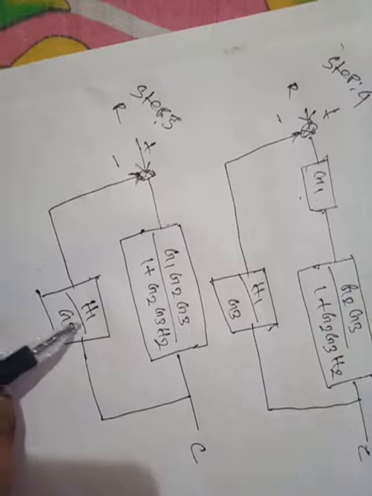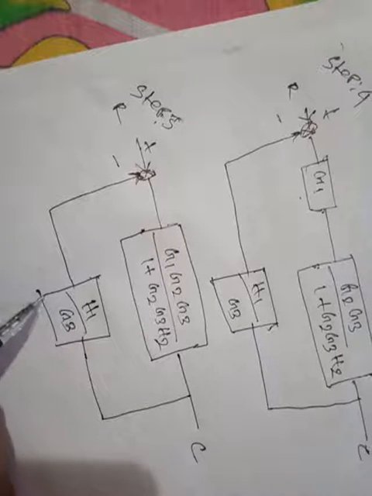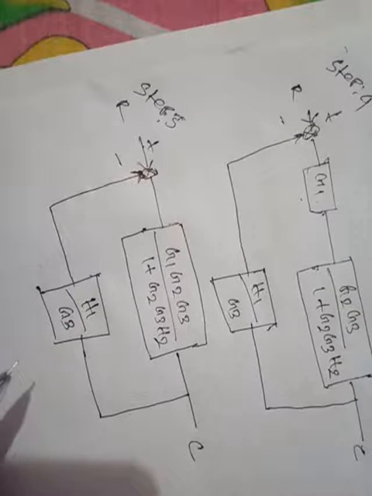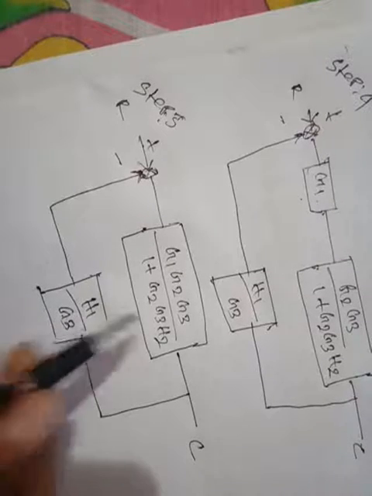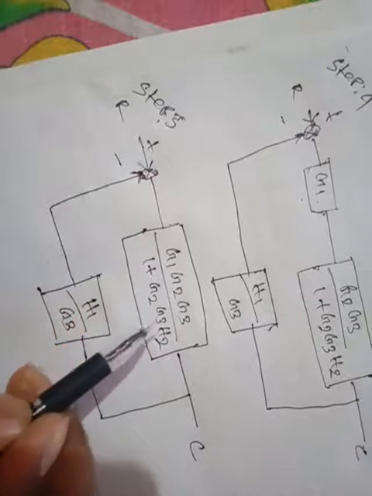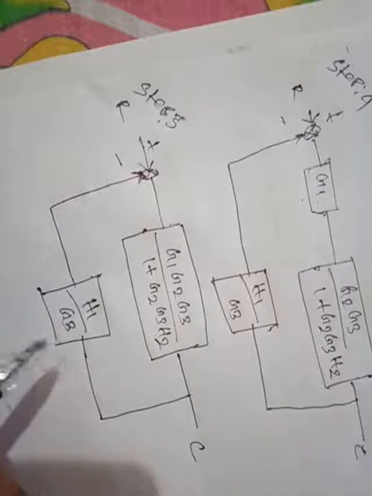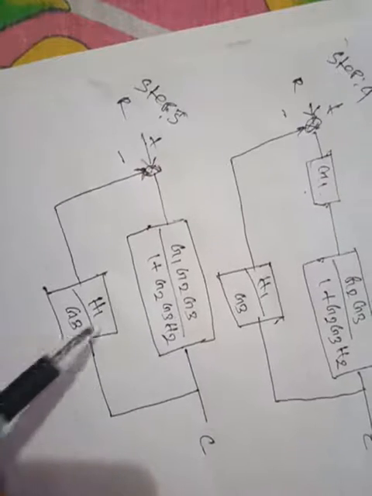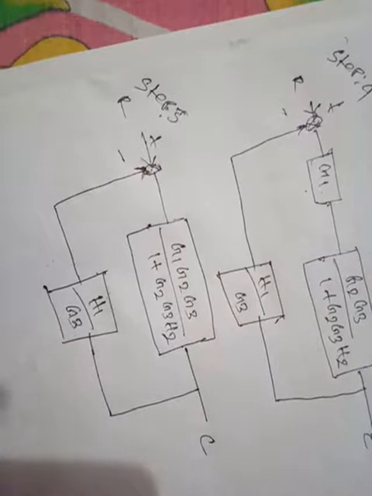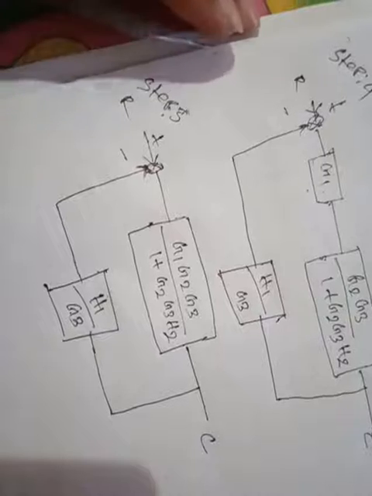The H1 by G3 is the total feedback element. It is the total transfer function. That means we know the formula Gs by 1 plus Gs Hs, where Gs is equal to this, and Hs is equal to the total function.